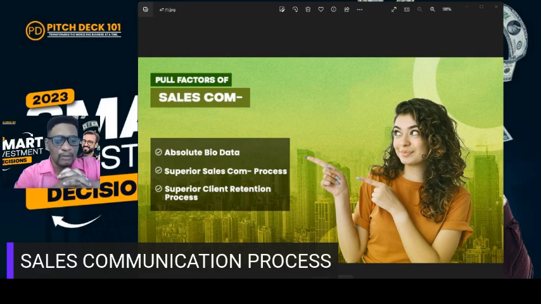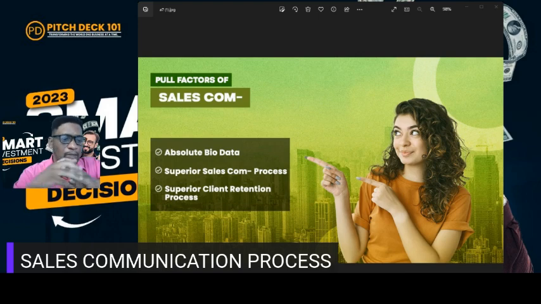Now, if you're doing sales and you're not using the biographical data, you're not leveraging the psychographic data to better influence your sales outcome, there lies a challenge.